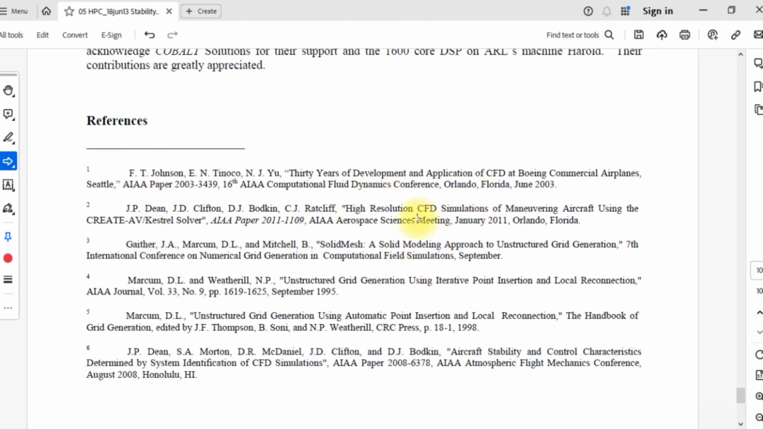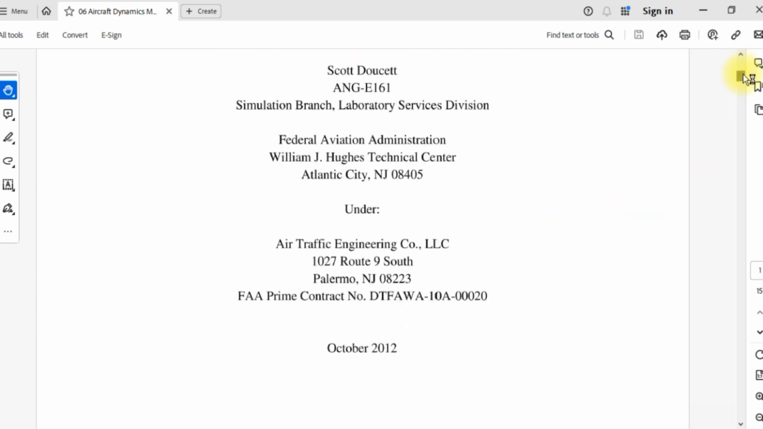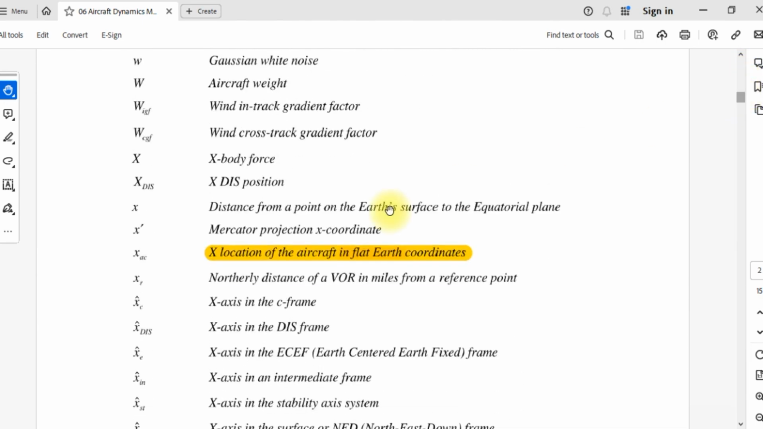And these are more documents that I should go over, because one leads to another. Another document here: the engineering analysis and design of the aircraft dynamics model for the FAA Target Generation Facility. Let's take a look real quick. And there you have the location of the aircraft in flat Earth coordinates.